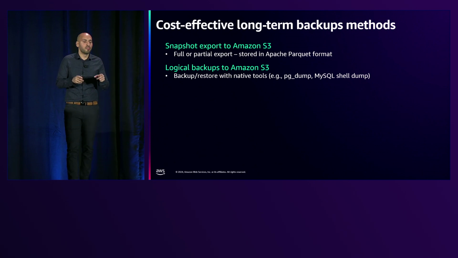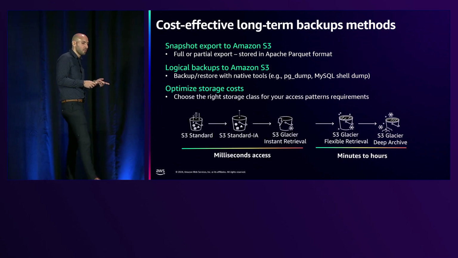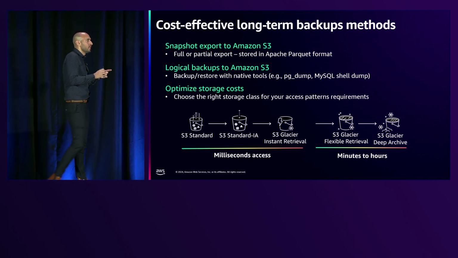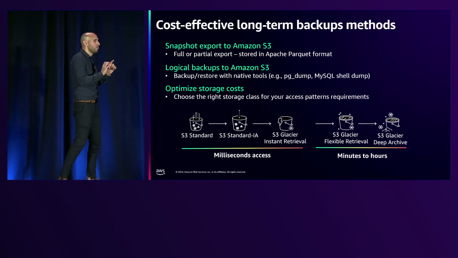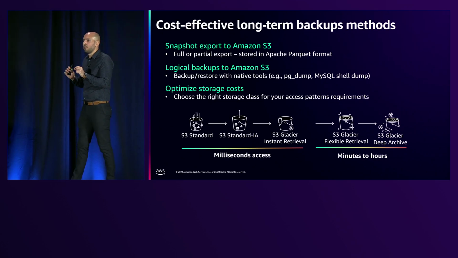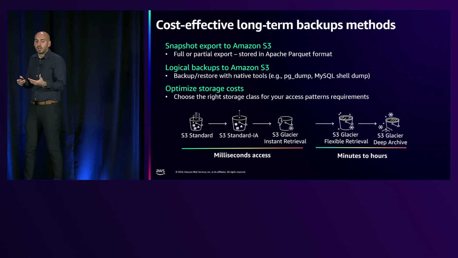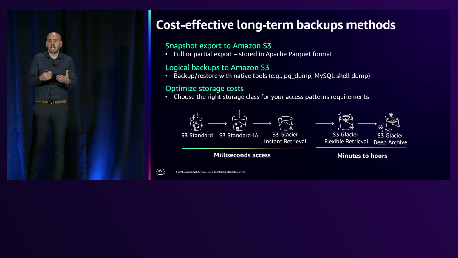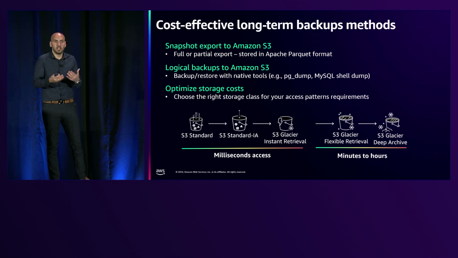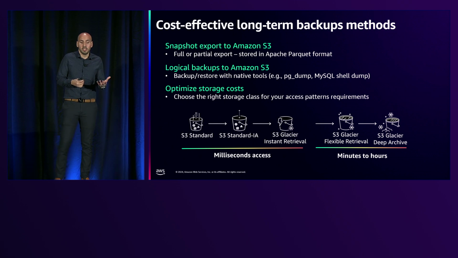And the benefit in both of these cases, whether it's snapshot export to S3 or logical backup to Amazon S3, is now the data is stored in your customer-owned bucket. So you have full control over the storage class. So for example, you could define it to be S3 Standard, which is ideal for frequently accessed data. Or alternatively, if you know that the access pattern requires less frequent access to that data, you could use S3 Infrequent Access or even S3 Glacier.